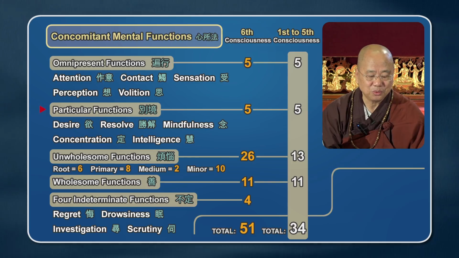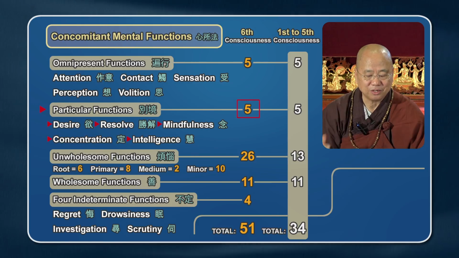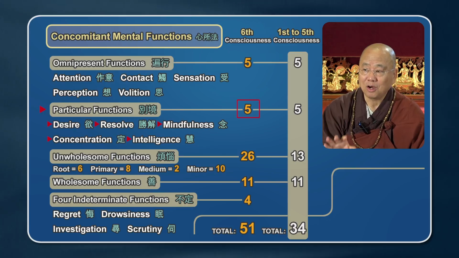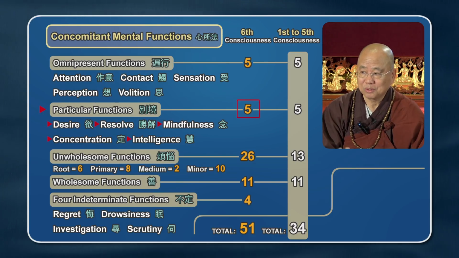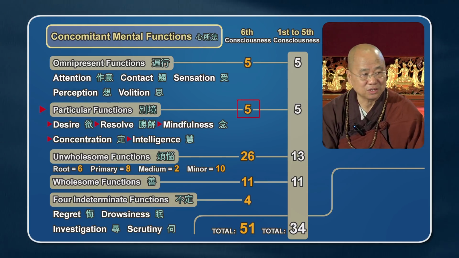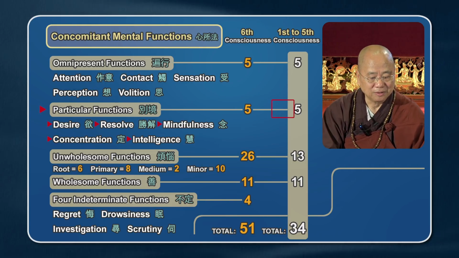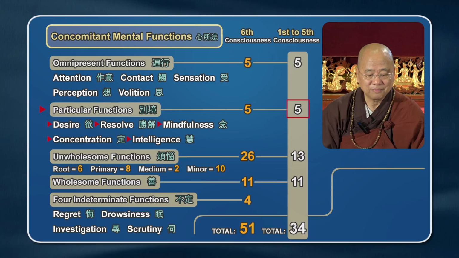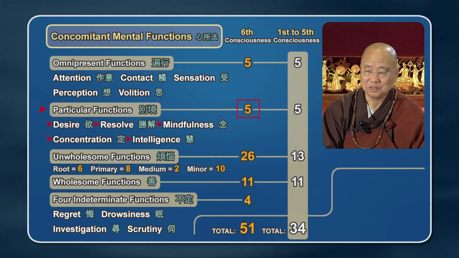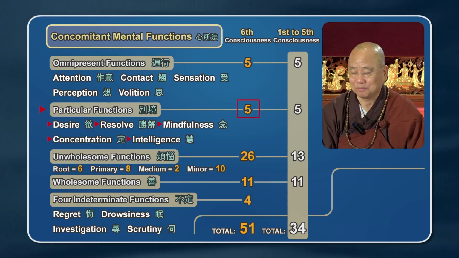So the 6th consciousness, just like the first 5 consciousnesses, requires the first 5 omnipresent mental functions. And how about particular functions? Particular functions include 5: desire, resolve, mindfulness, concentration, and intelligence. These are not always active. To some consciousnesses they are active, and to some they are not. To the first 5, these particular mental functions are active. To the 6th consciousness, this is also active.